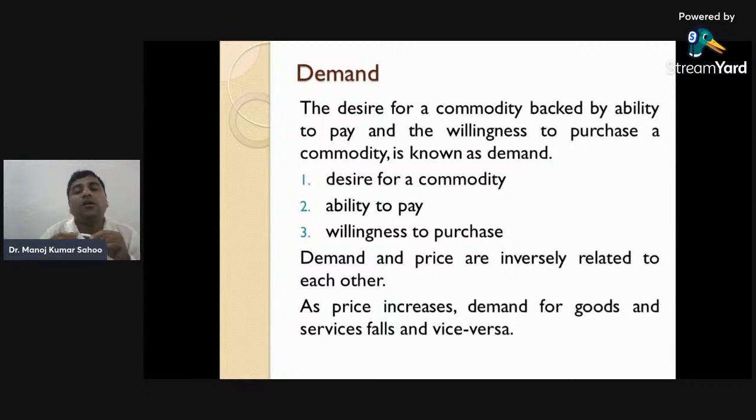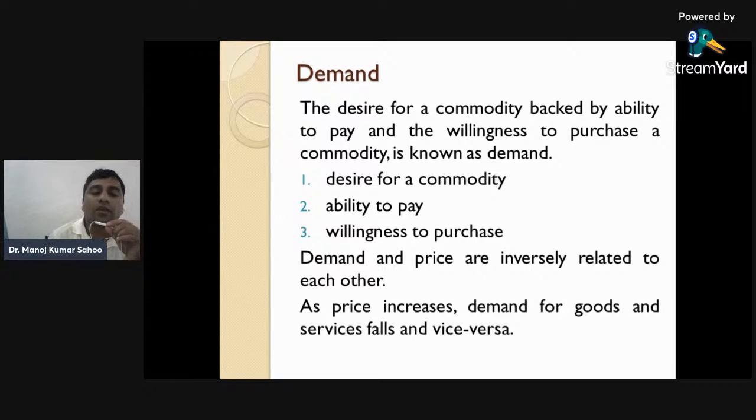So to be called demand in economics, we should have three things. First one is desire for a commodity backed by ability to pay and the willingness to purchase that commodity. For example, you have an interest to consume a rasgulla, but you don't have any ability to pay. That means you don't have any monetary resources with you or in your pocket to pay for that. So you cannot call it a demand.